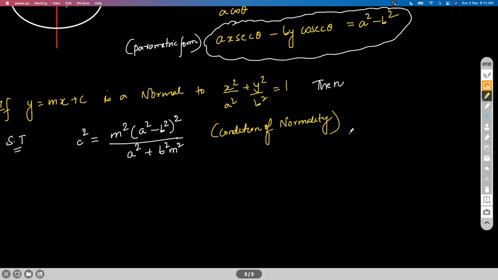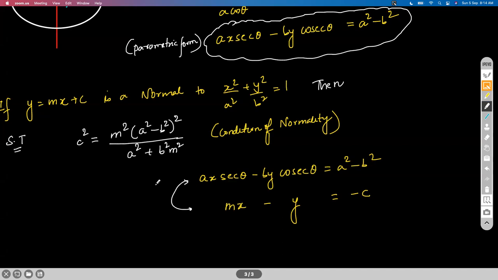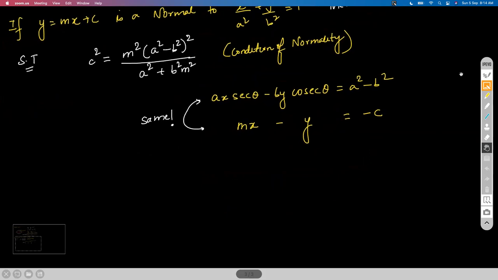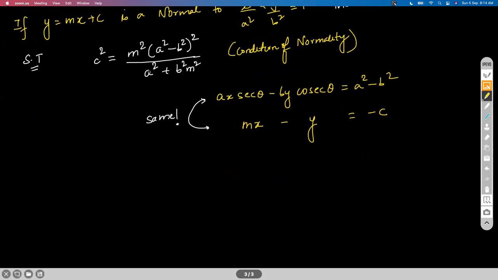See, again, the process is very well defined. You have already got this equation, no? a sec theta minus by cosec theta is equal to a square minus b square, right? And we are trying to compare this equation with y equal to mx plus c. So let me write this equation like this: mx minus y is equal to minus c. Now we need to compare these two equations because as per the question, these two equations are the same because they represent the normal, right? Yes or no? So what I have to do here is achieve this condition of normality by eliminating theta.